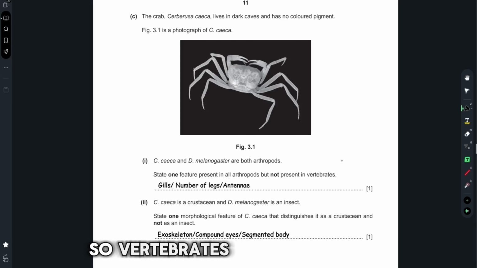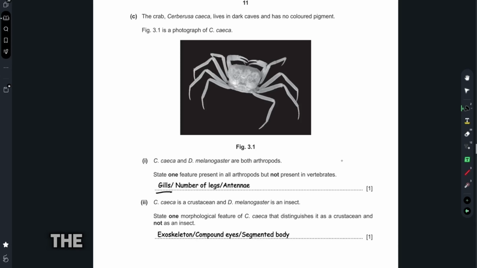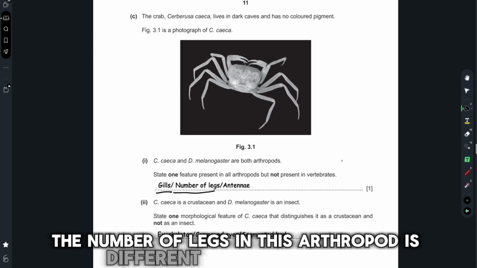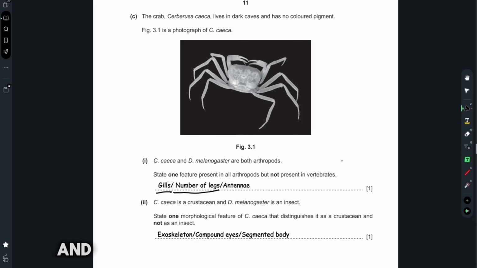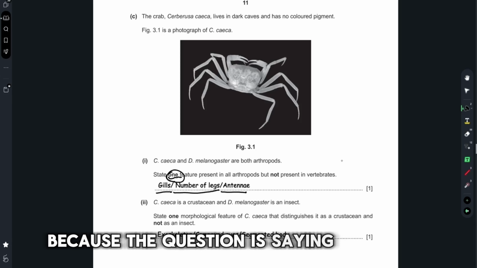So vertebrates don't have gills. The number of legs in this arthropod is different from vertebrates, and vertebrates do not have antennae. We can write any one of these, but we only have to write one because the question is saying state one feature.